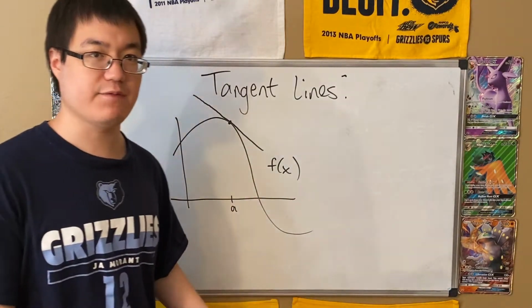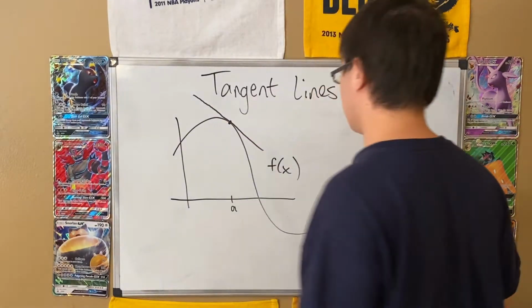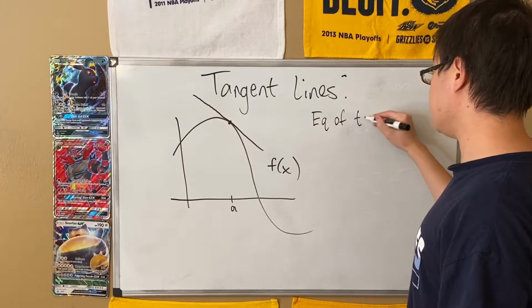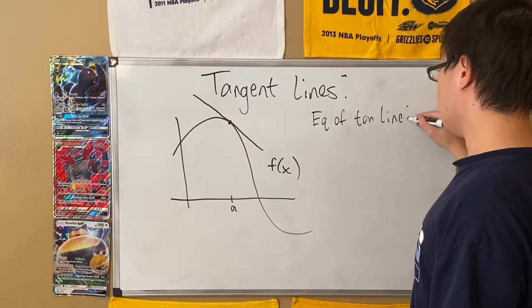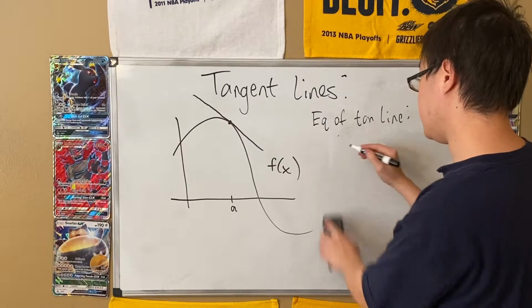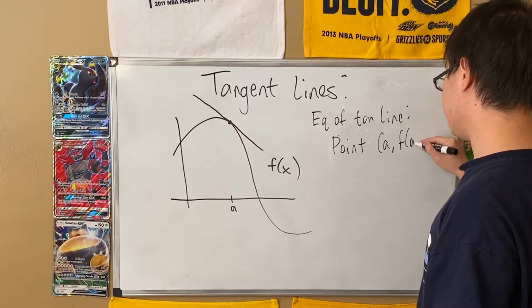Because how do we find the derivative? Well, the slope. Well, the slope is the derivative. Sort of spoiled the fun there. So again, when you want to find the equation of your tangent line, we're going to find 2 things. We're going to find our point. So we'll just write out the word point. It's going to be a comma f of a.